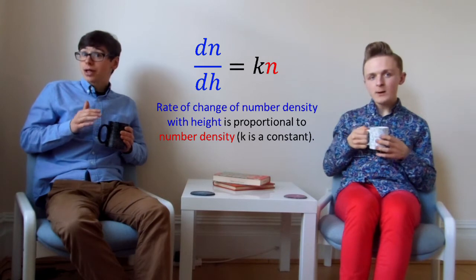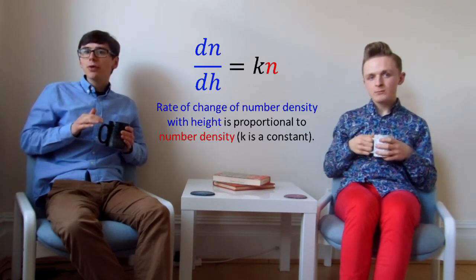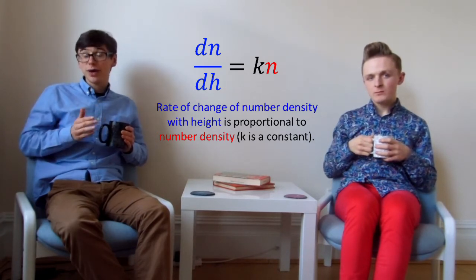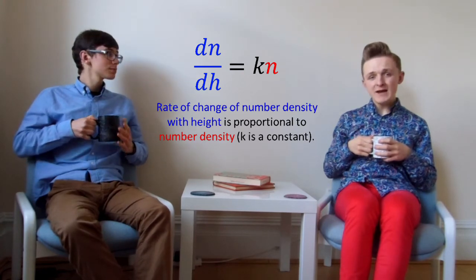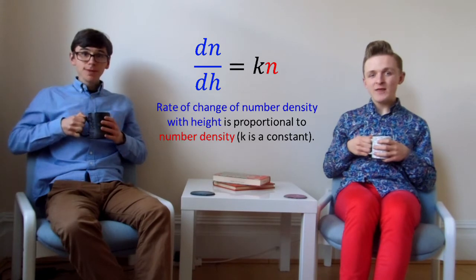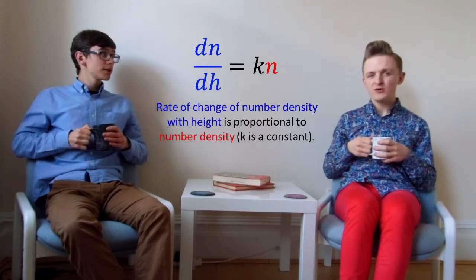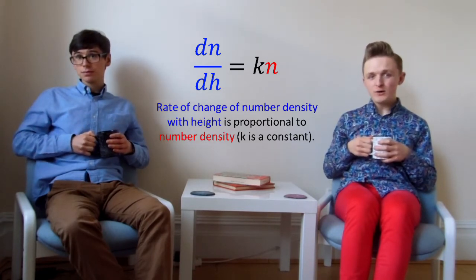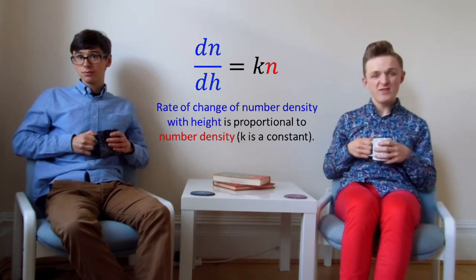This means that if we double the number density, the air will get thinner twice as quickly as you gain altitude. You may be familiar with this if you are a keen mountaineer. The air gets thinner with altitude to the point that if you were to try to climb Mount Everest, you would need to bring an oxygen supply with you.